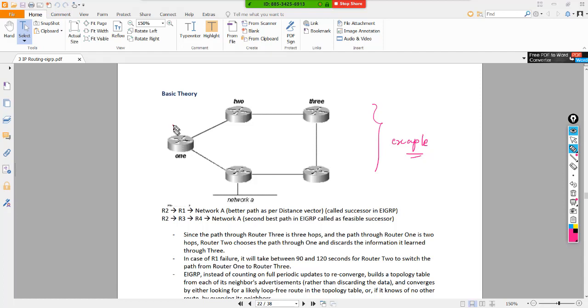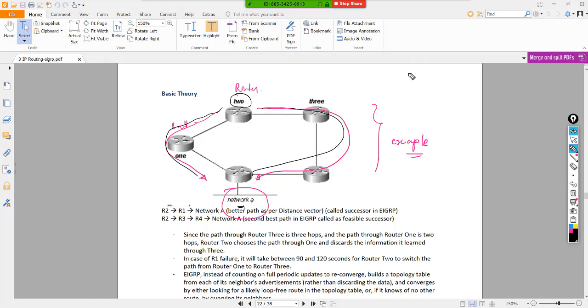So let's say I have router 1, and router 2. From the point of view of router 2, I just need to see the best way to reach network A. It can go via this direction, or it can go via this direction. Both possibilities can happen in this scenario. So from router 2's point of view, to reach network A, it can go via this direction, or via that direction.